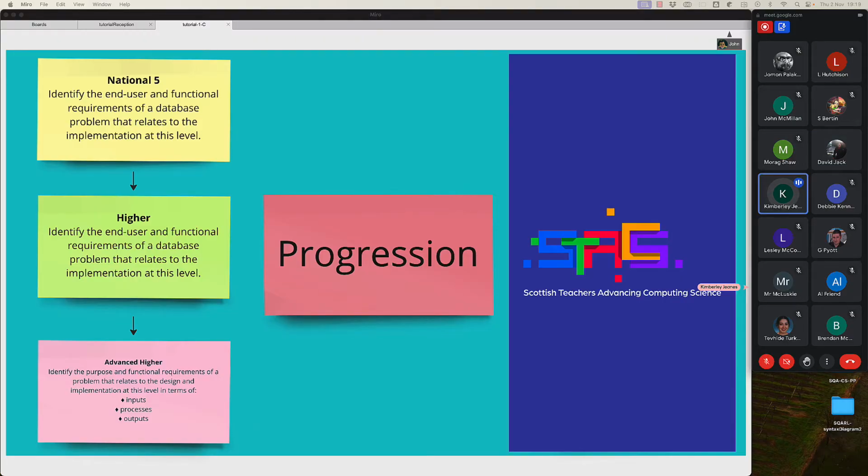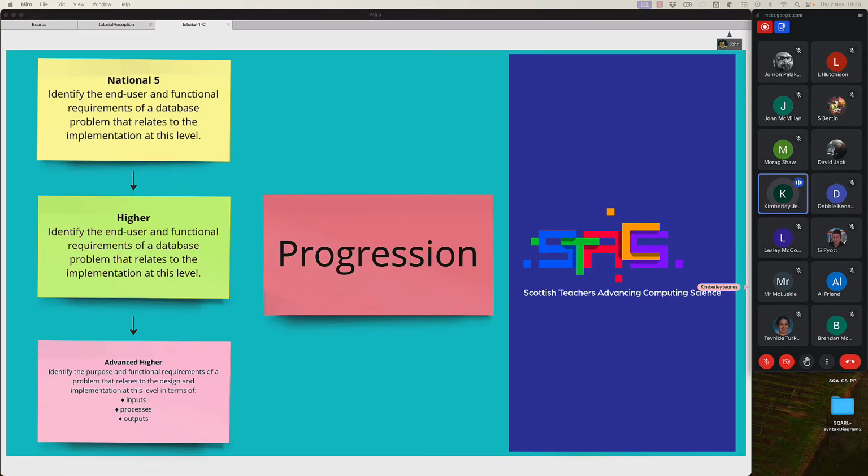So just to be clear, David, the difference really between both of those levels is related to the implementation for that level. So the SQL queries and the SQL constructs that the candidates are expected to implement. Yep, that's correct. So the end user requirements relate to what it is that the end user wants to achieve, and the functional requirements should relate to the SQL queries that will be used to deliver whatever it is the end user wants.